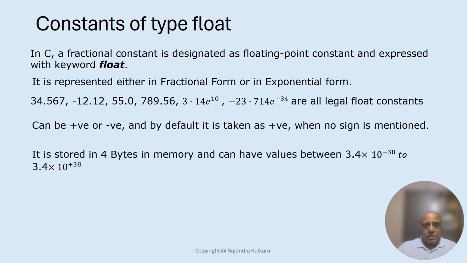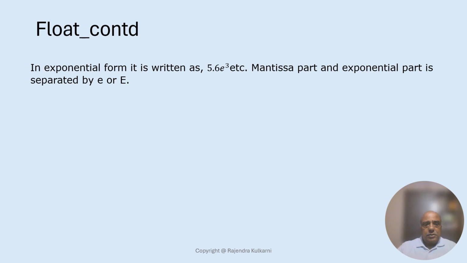A float constant is allotted 4 bytes in the memory and can have values between 3.4 into 10 raised to minus 38 to 3.4 into 10 raised to plus 38. It's a huge value. An int constant gets 2 bytes, whereas a float constant gets 4 bytes. In exponential form, it is written as 5.6 e raised to 3, etc. The mantissa part and the exponential part are separated by a lowercase e or uppercase E.